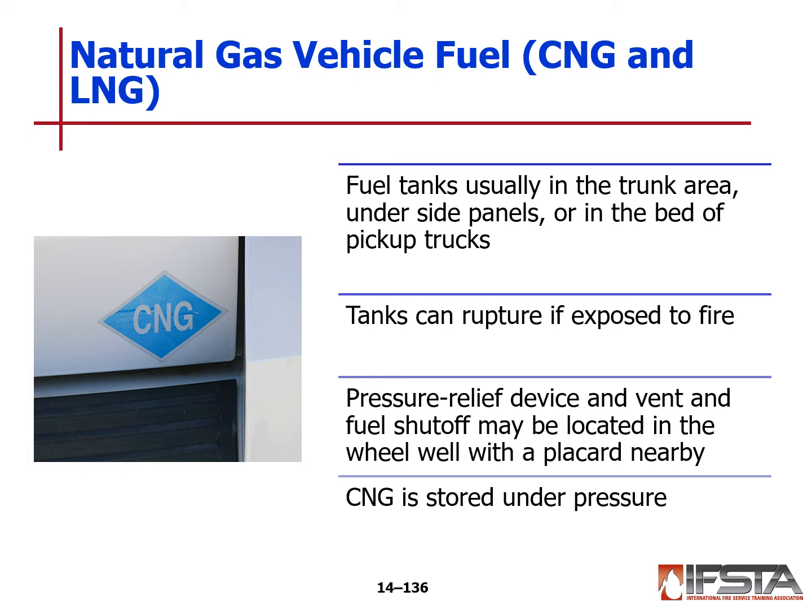Natural gas vehicle fuel, CNG and LNG. The fuel tanks are usually in the trunk area, under side panels, or in the bed of pickup trucks. The cylinders can rupture if exposed to fire. They can launch just like a grill cylinder or any other LP cylinder can. Pressure relief valves and devices, vents, and fuel shutoffs may be located in the wheel well area with a placard nearby. CNG is stored under pressure as well.